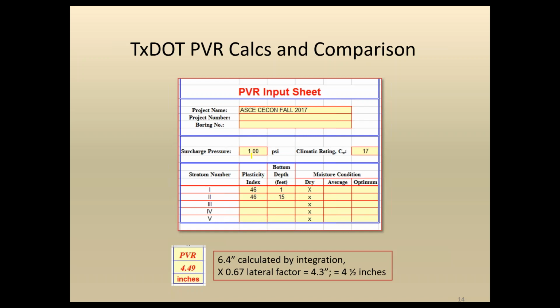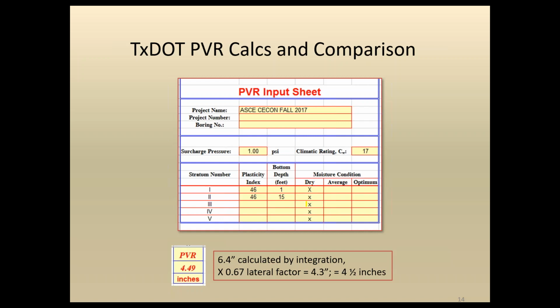Here's surcharge pressure, 1 psi. Insert the climatic rating. We insert the plasticity index and how deep that PI applies to in a stratum. In this case, I'm just arbitrarily putting in 1 foot and then the 46. We are assuming this is a full depth of all of the same PI, so to 15 feet.